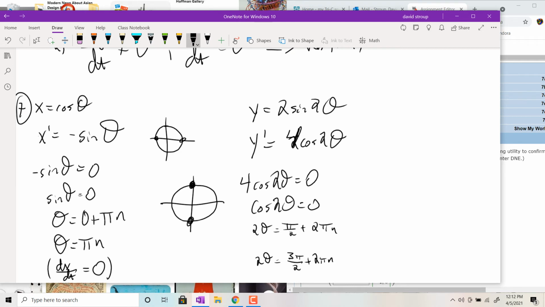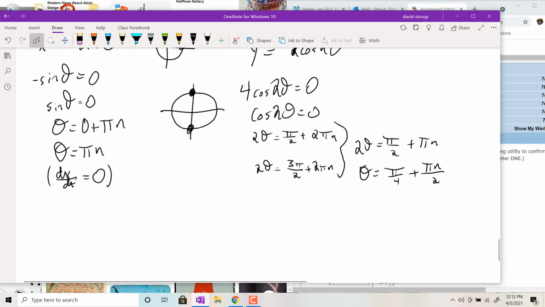And of course you can combine those into the one version. 2 theta equals pi over 2 plus pi n. And then we need to divide everything by 2. That's from trig, the way we do this. So that means theta equals pi over 4 plus pi n over 2.